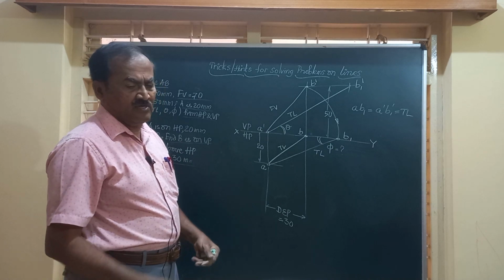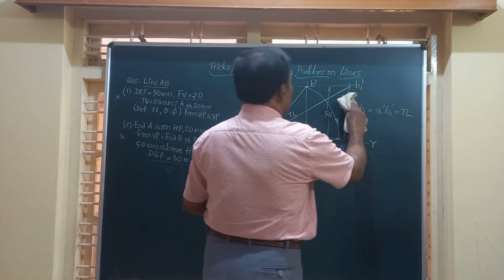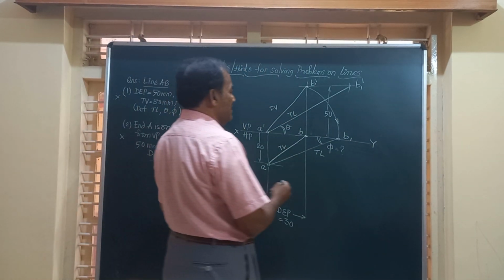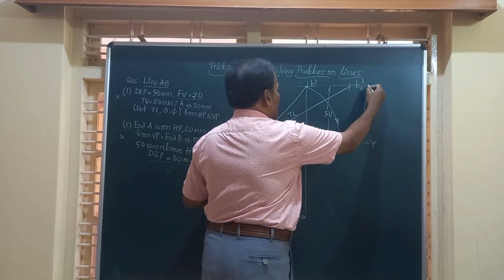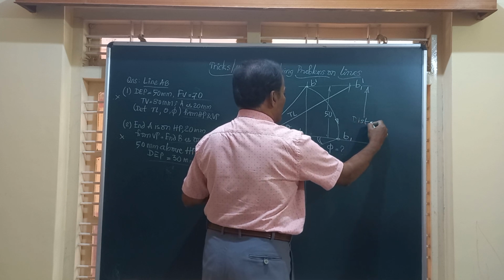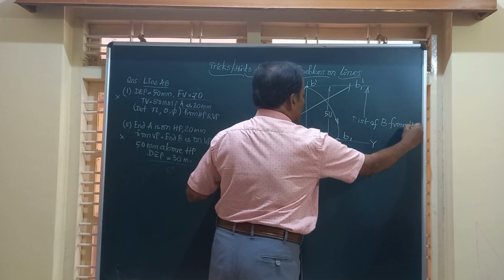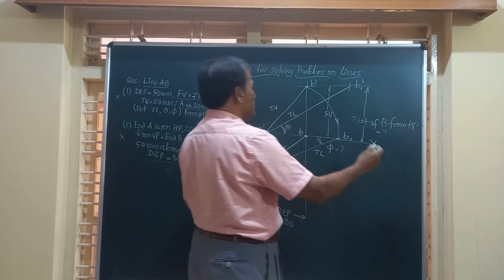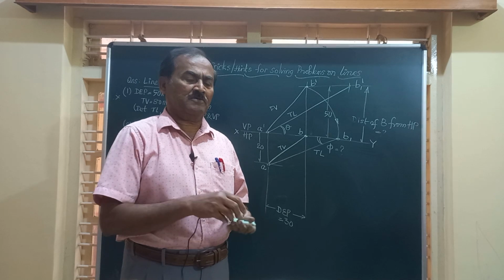Already they have given. Friends, in the same question, they might ask you to obtain the distance of the end B from HP. So friends, you can draw a vertical line through this and find out what the distance is. This is the distance of the end B from HP. So we can measure this. So we have got all the information required in the question.